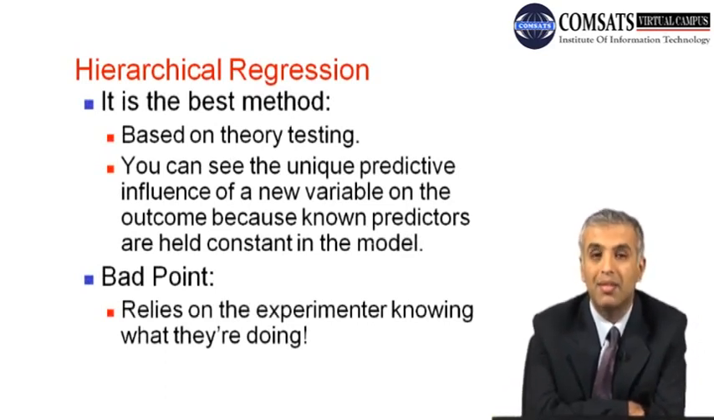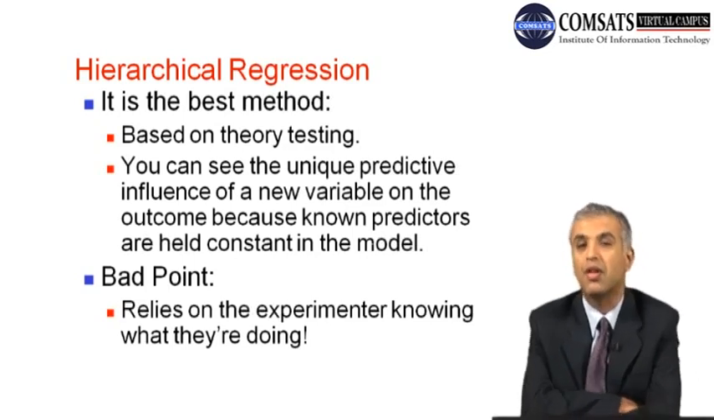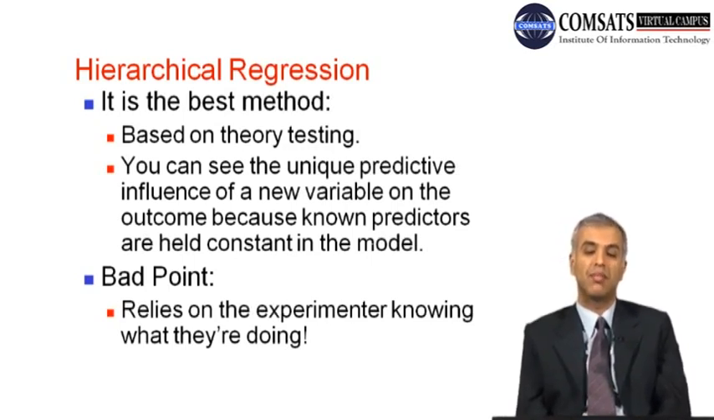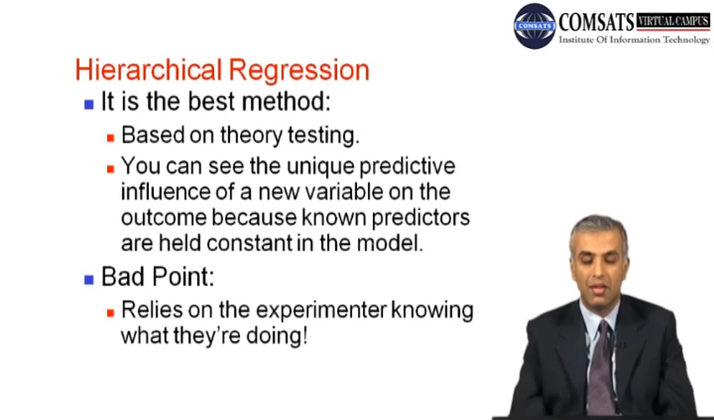Hierarchical regression is termed as the best method, and normally it is based on theory testing. Here you can see the unique influence of this new variable on the outcome, because in this case we have the advantage of keeping the previous variables, or old variables, as constant or as permanent in there. So we control the effects of predictors here, and while controlling these effects we try to find out the impact of the new variable in the equation. So this is the first part.